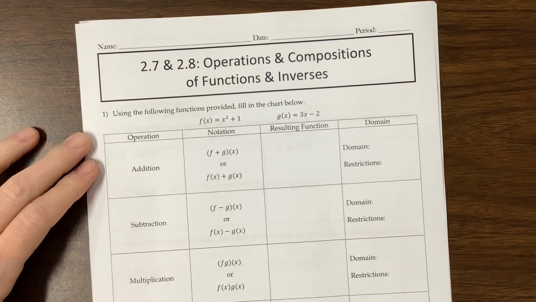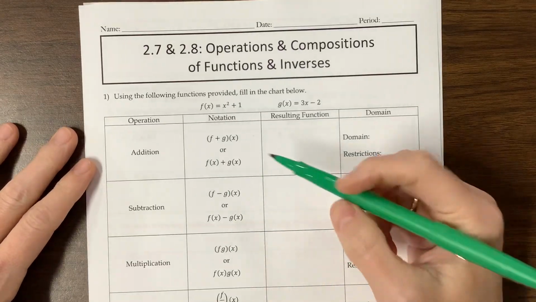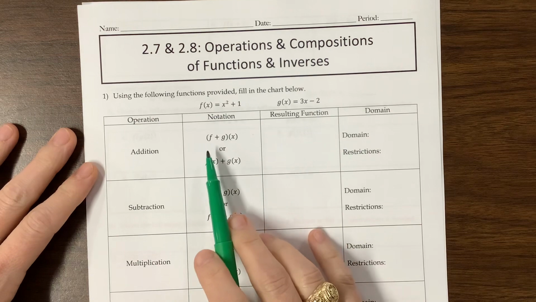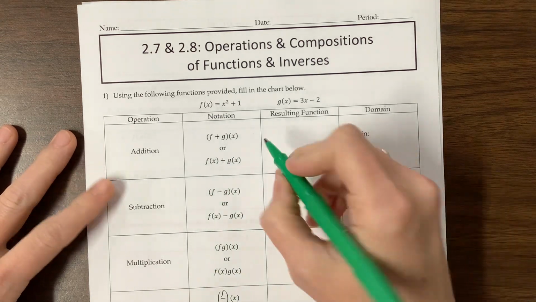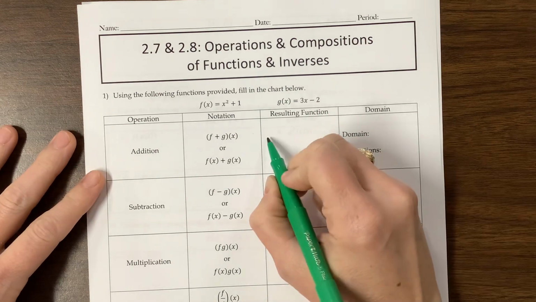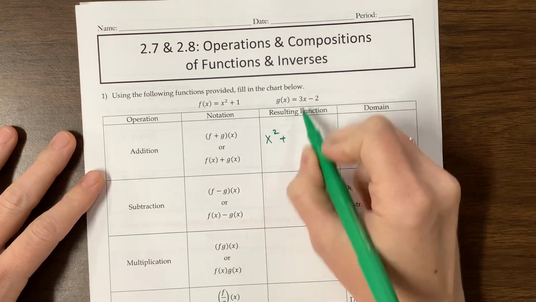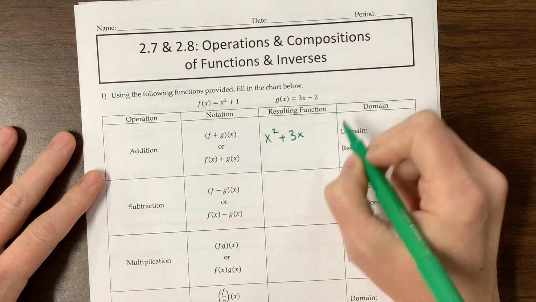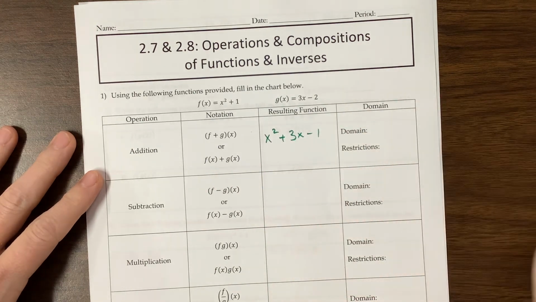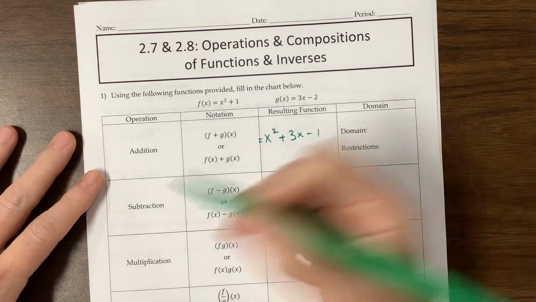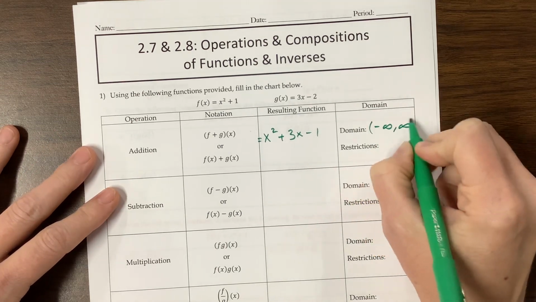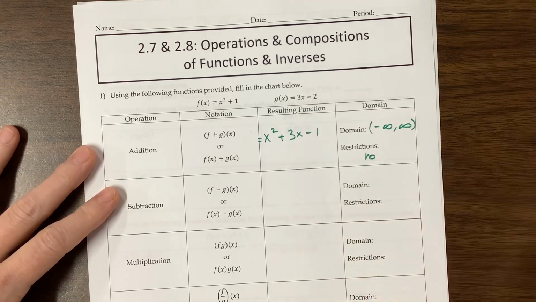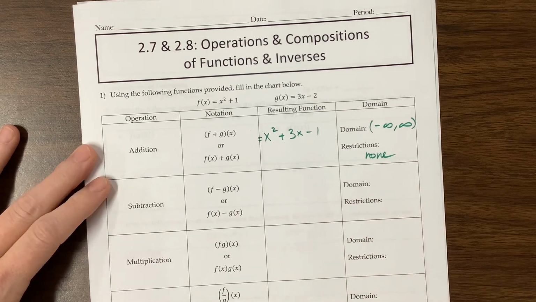As we get started, we have two different ways to talk about the addition of functions. We can do f plus g of x like this, or we can say f of x plus g of x. They mean the same thing. If my f and g are given right here, then it's x squared, and I'm putting in 3x, and I have a minus 2 and a plus 1, so minus 1 is my resulting function. The domain of that, it's just a quadratic, it's all real, and so there are no restrictions. How about we say none?